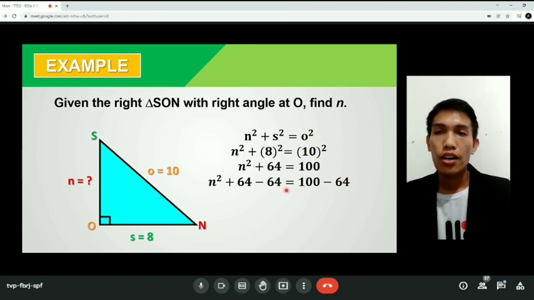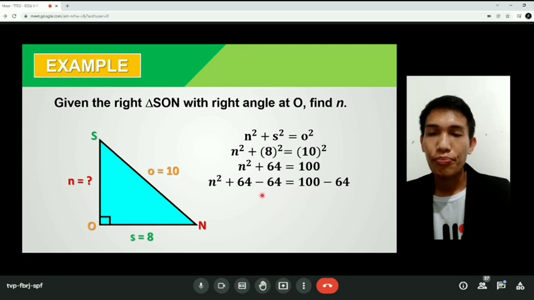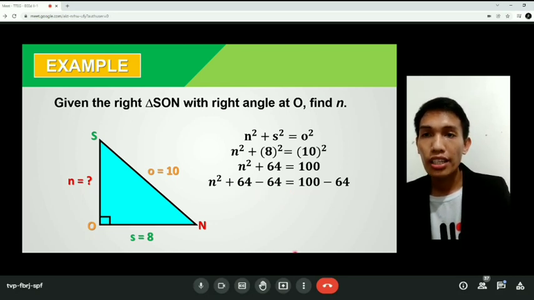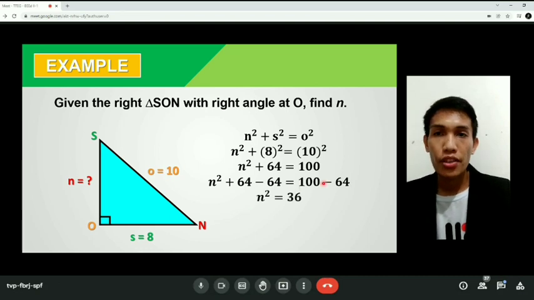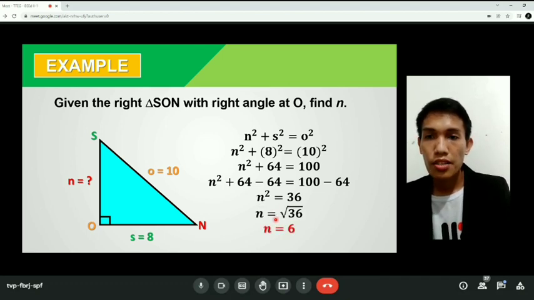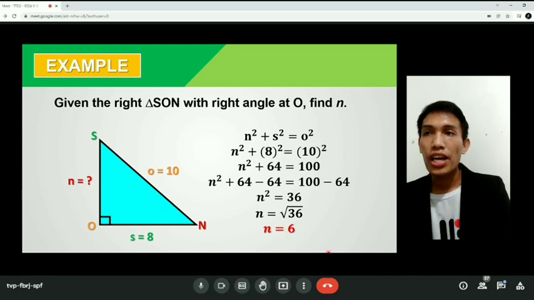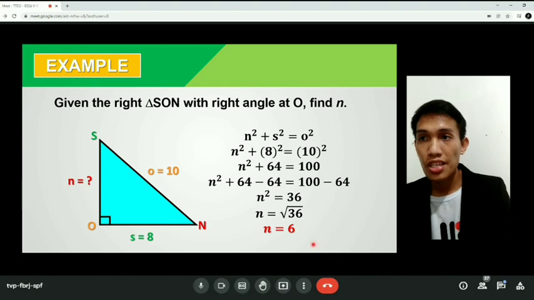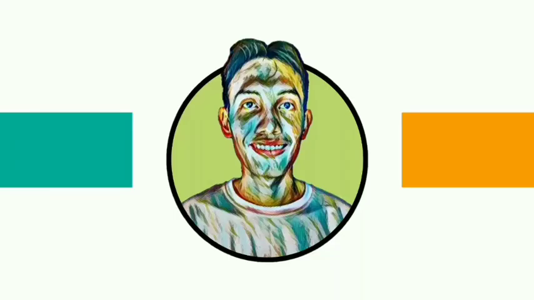It's a way of simplifying the equation. This side becomes N squared, and this side becomes 100 minus 64, that is 36. Let's find the square root of both sides to get N. So N equals the square root of 36. Therefore, N equals 6. So using the Pythagorean theorem, we are now able to find the missing part of this right triangle SON.